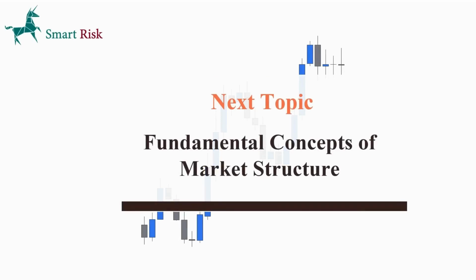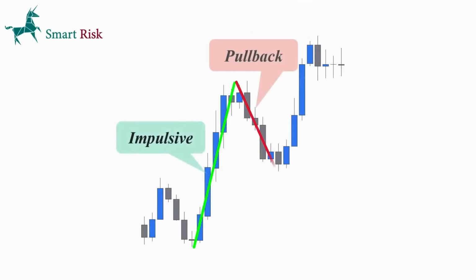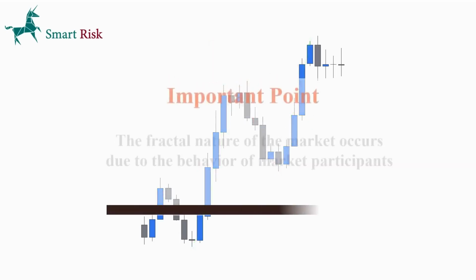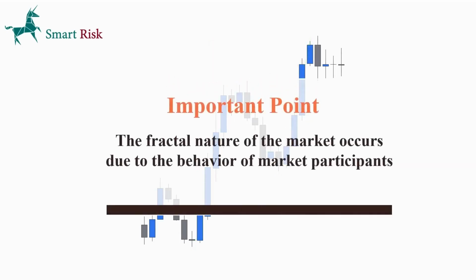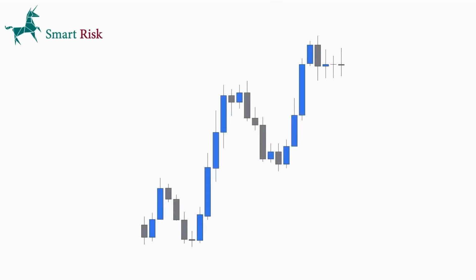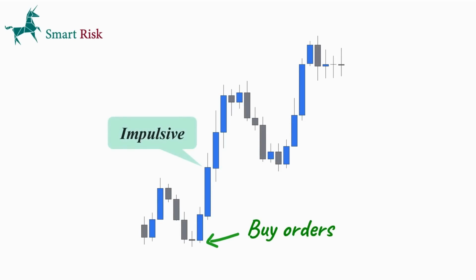Fundamental concepts about market structure. Regardless of whether you're trading in Forex, crypto, stocks, or other financial markets, you'll notice that prices move in waves of impulse and pullbacks. This fractal nature of the market occurs due to the behavior of market participants. When market sentiment is bullish and traders are optimistic about a currency pair, they tend to buy it, which leads to an impulsive move in one direction.